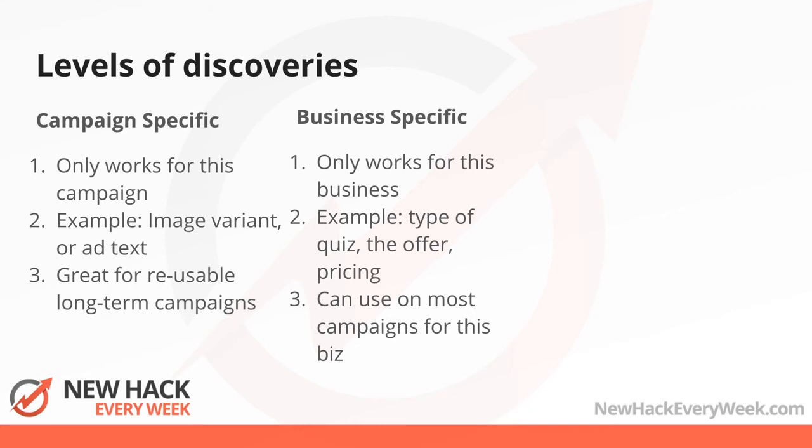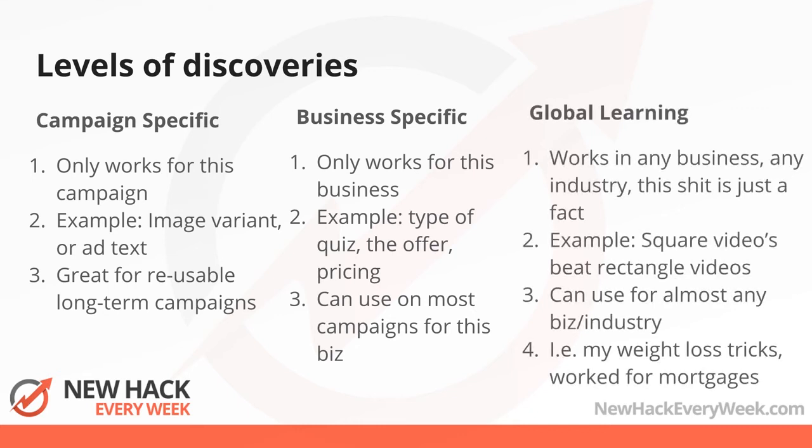And then we get to the holy grail, and these are the global learnings. These are the real big wins. These work in any business, any industry. It's just a fact. An amazing example here is when I started doing work in the mortgage industry, I took my exact system that I was using in the weight loss industry, which is so different. I put all of my global wins in, and I got amazing results from the start. So I was profitable from day one because I had so many global wins I'd worked out, which I do share with you guys, like square videos and Canvas and all that kind of stuff. You could use it for almost any business or industry on Facebook. So my weight loss tricks work for the mortgage industry, which is just insane to me. But these global wins, they stick.